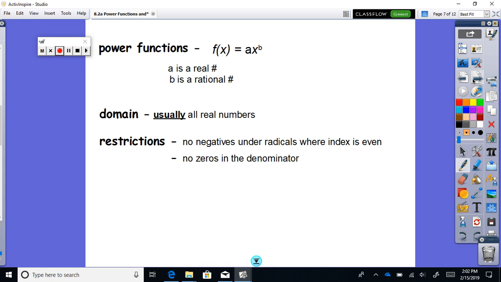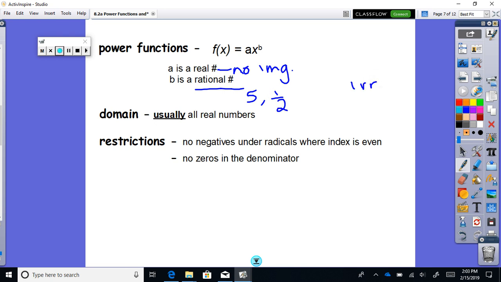So what are power functions? Power functions are functions that are the form of ax to the b power, where a is a real number, so no imaginary coefficients. You can have irrational coefficients, but no imaginary. And b is a rational number. Remember, rational numbers are anything that can be written as a fraction. So 5 is rational, 1/2 is rational.